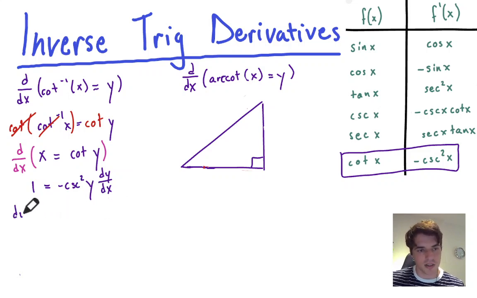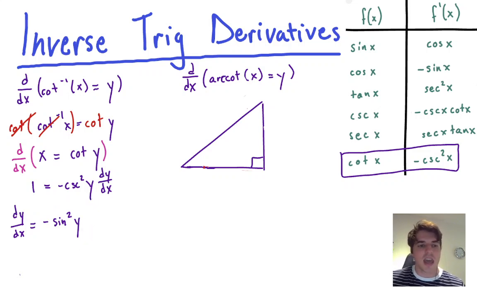Let's go ahead and isolate dy dx. So we've got 1 divided by negative cosecant squared. 1 over cosecant is the same as sine. So this is negative sine squared y is equal to dy dx.